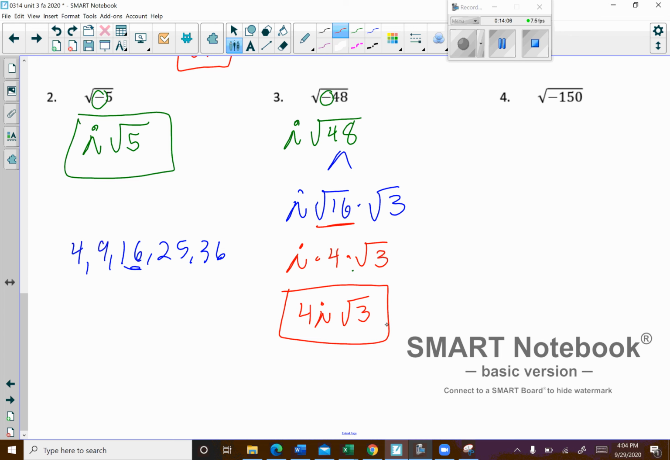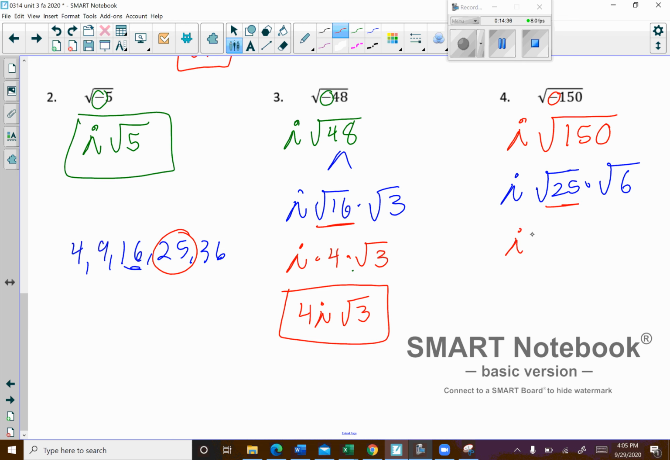Okay, one left, pretty similar to number 3. So we'll start by dealing with our negative. That will be pulled out as an I, and then we'll be left with the square root of 150. And it looks like 25 can divide into 150. So that's what we'll do here. We'll have I times the square root of 25, and then times the square root of 6. And so we can square root 25. So we're going to have I times 5 times the square root of 6. And then we'll clean that up and write it as 5I square root of 6. Okay?